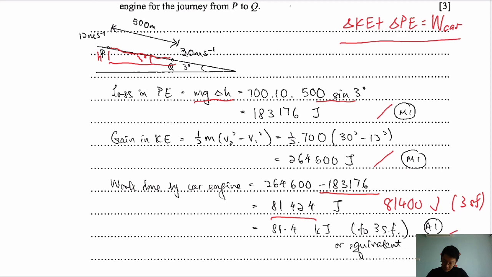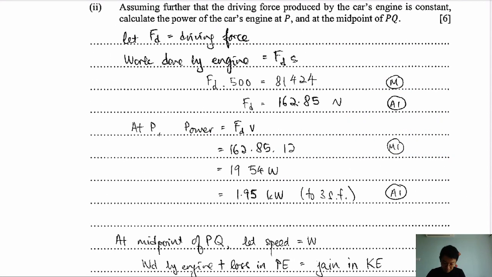Alright, so we can look at the next part. Assuming further that the driving force produced by the car engine is constant, calculate the power of the car's engine at P and at the midpoint of PQ. So we have two parts to solve. One is at P.